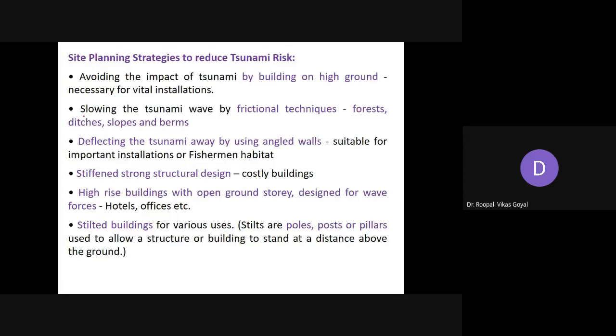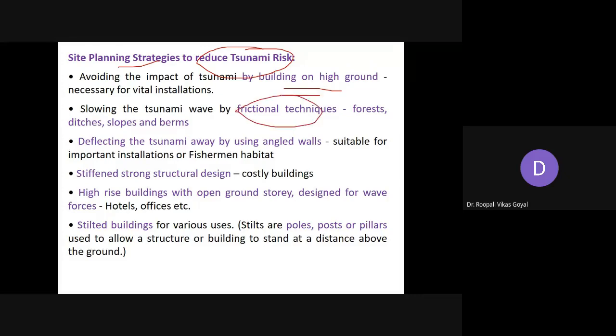As far as site planning strategies to reduce the risk of tsunami are concerned, the first thing is avoiding the impact of tsunami by building on high ground. Generally it is observed that in coastal regions, nearby buildings are constructed on high ground. So whenever there is a high rise in sea level, the building can protect itself because it is constructed at a higher elevation.